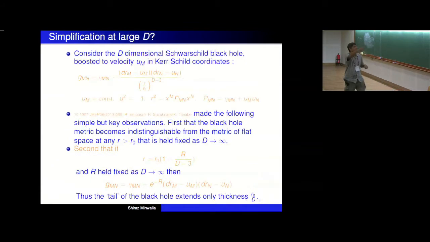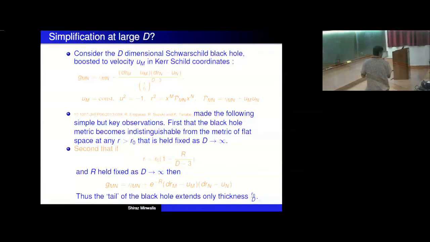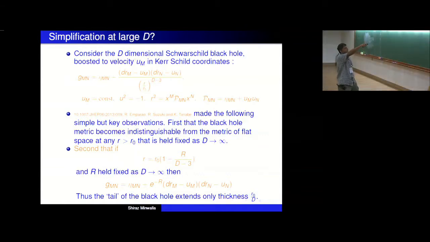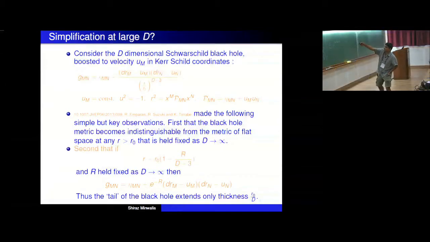Fine. So let me explain how I'm going to work. Consider a d-dimensional Schwarzschild black hole boosted to velocity u_mu in coordinates that may be unfamiliar to you. These are called Kerr-Schild coordinates. So these coordinates here are just a perverse way of writing the familiar Schwarzschild black hole in a frame in which the Schwarzschild black hole is moving. The speed of the center of mass motion of the black hole is u_mu, a constant velocity vector that squares to -1. Okay, so that's what I've written here.